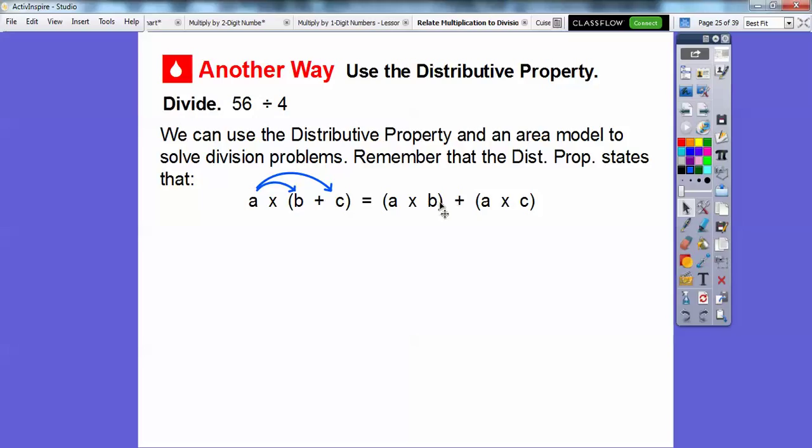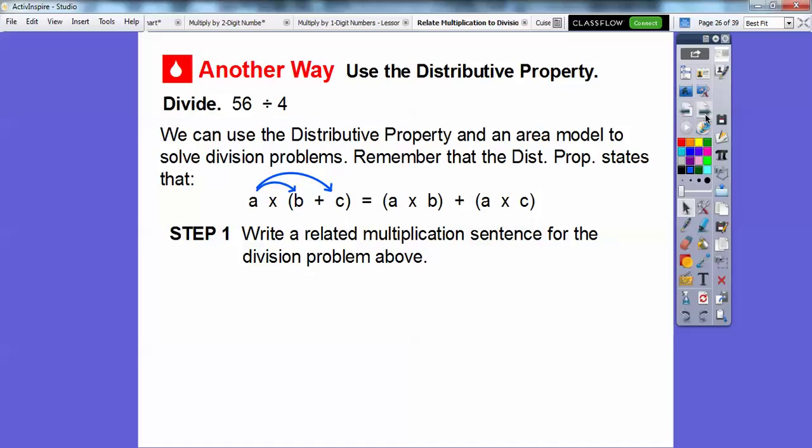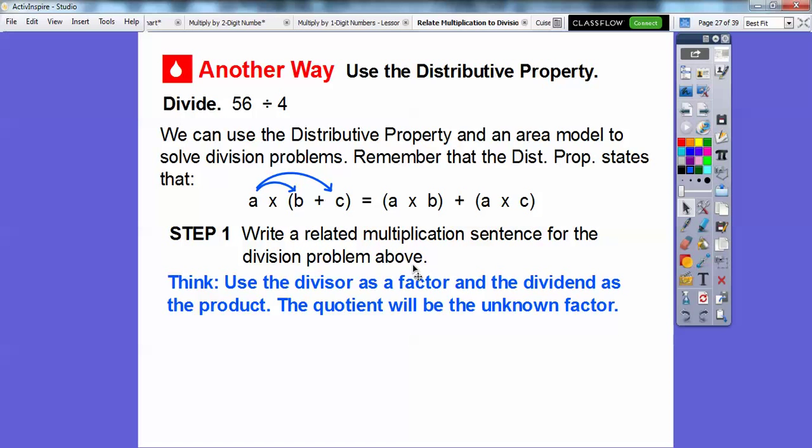Okay, so let's write a related multiplication sentence for this division problem above, okay? And we want to do it so it's something that's compatible with 4 right here. So let's use the divisors as factors and the dividends as the product. The quotient will be the unknown factor. All right, so 56 divided by 4. Okay, so here's the divisor and the factor right here. 56 divided by 4 gives us 4 times something equals 56 right here.